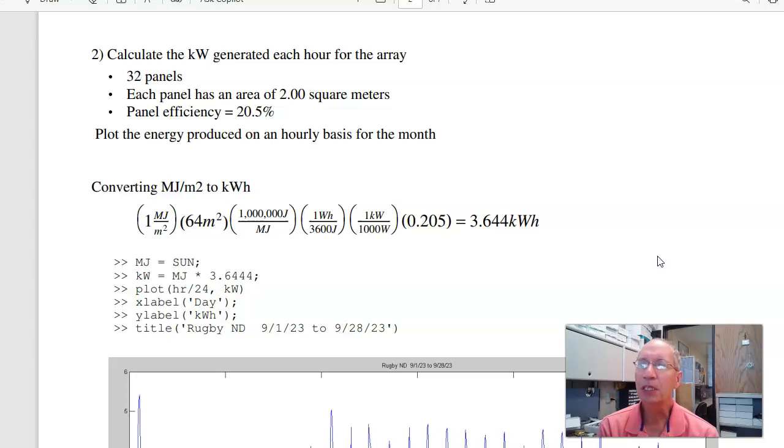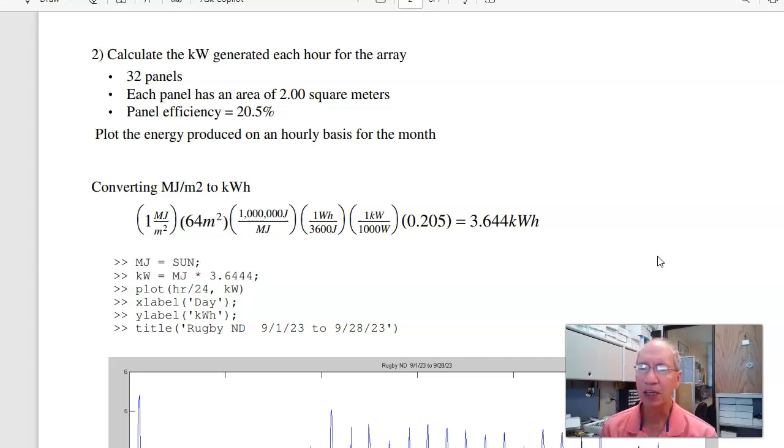Let's calculate how many kilowatts I would generate from these solar panels. Now there are 32 panels in that kit from eBay. Each panel has an area of 2 square meters, and the panel efficiency is 20.5%. From that, calculate the kilowatts.